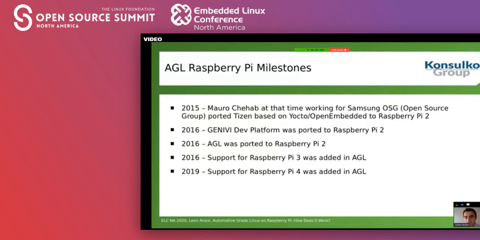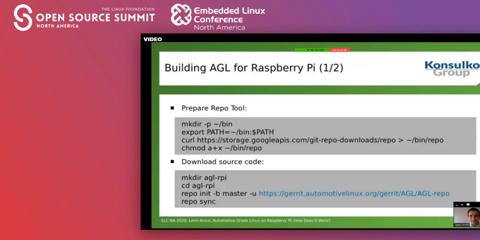However, keep in mind that Raspberry Pi 3 has less RAM, and that's kind of a problem for AGL. So I expect that in the near future, the support for Raspberry Pi 3 will be dropped, and AGL will focus on supporting Raspberry Pi 4 and eventually new Raspberry Pi versions that the Raspberry Pi Foundation hopefully will release on the market.